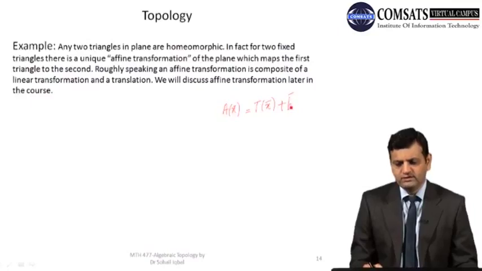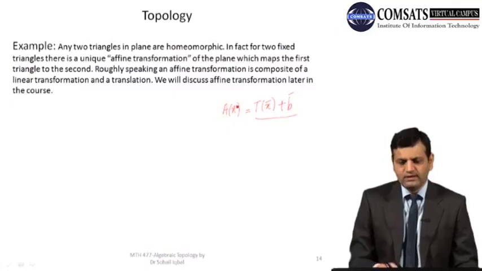So this vector B is translation. So apply this T on this vector and add this translation to this application of the linear transformation. So in general this is our affine transformation.